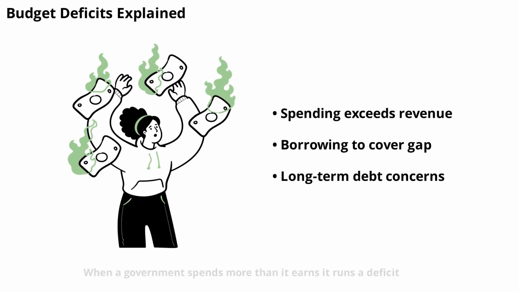When a government spends more than it earns, it runs a deficit. To cover the gap, it usually borrows money by issuing bonds. While running a deficit can help fund important projects or stimulate the economy during downturns, persistent deficits can lead to rising debt and higher interest payments. Managing deficits is a major challenge for many governments, requiring careful planning and sometimes tough choices about spending and taxes.